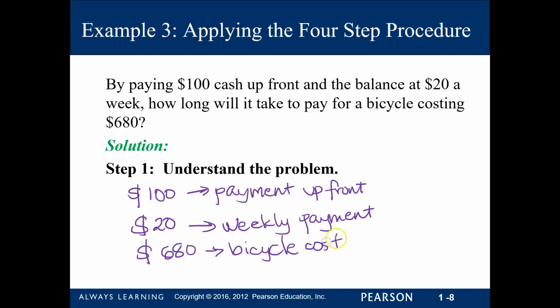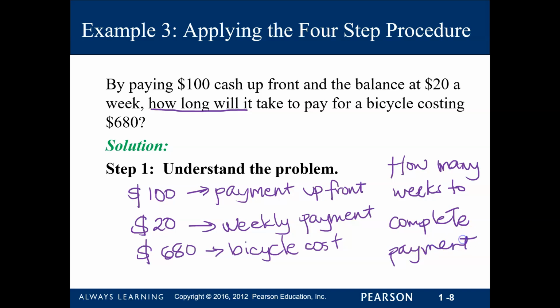So what are we looking for in this particular problem? This time, we are looking for how long will it take to pay for the bicycle. So how long? Meaning, since we are making the weekly payment, we're looking at how many weeks to complete the payment. That is what we are looking for.